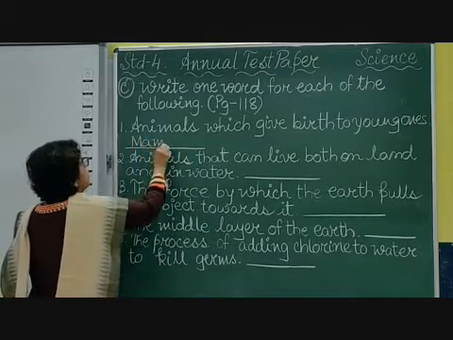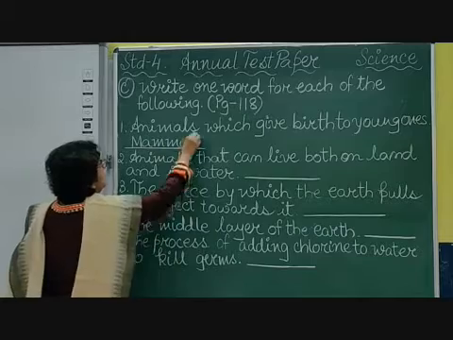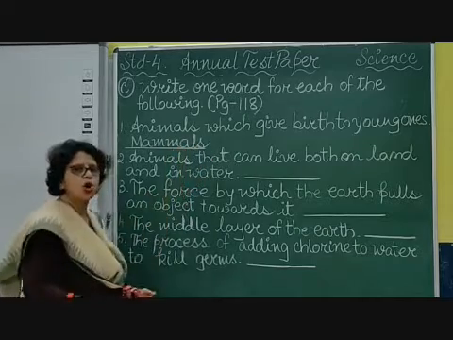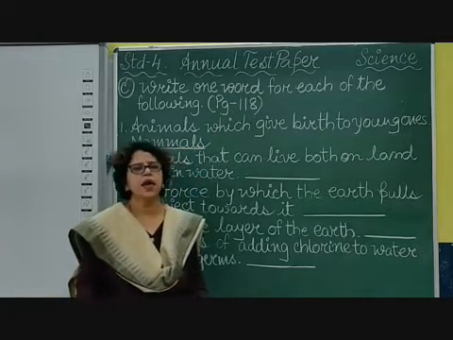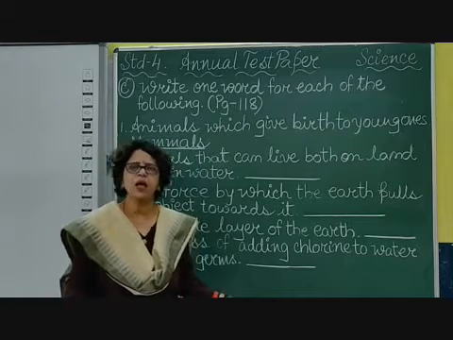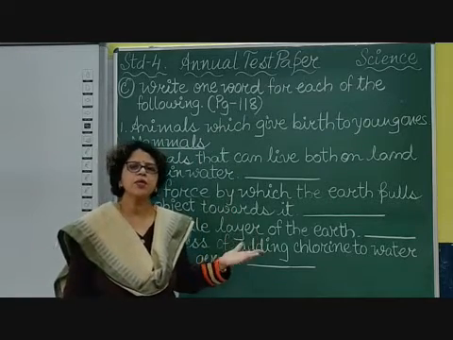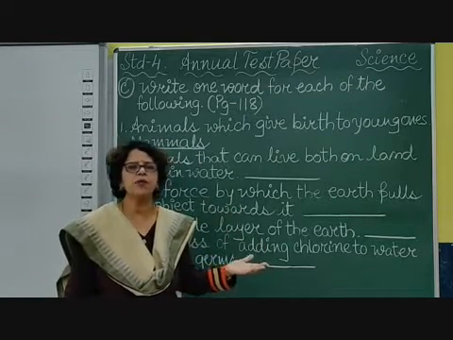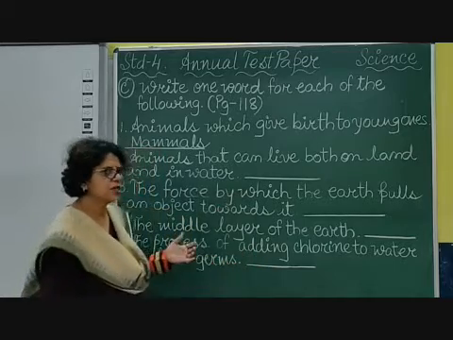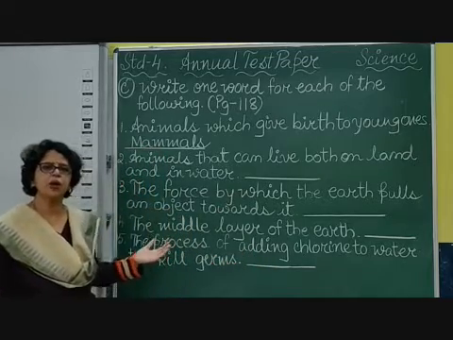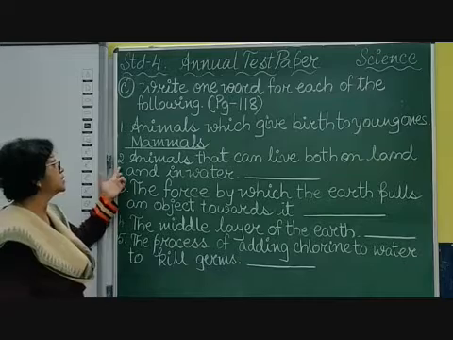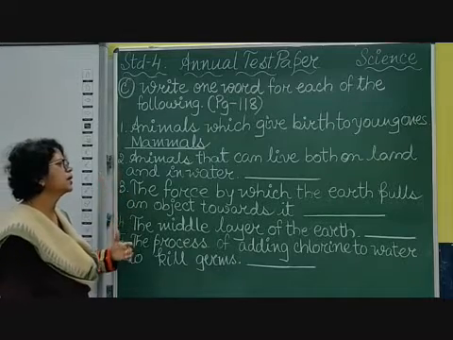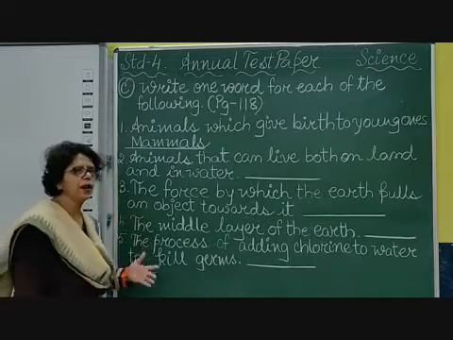Like tiger, lion, cow, dog, cat, deer, elephants, human beings, they are all mammals. Mammals, they feed their baby with their own milk, and they take care of their babies for a longer period of time. Coming to the second one, animals that can live both on land and in water.